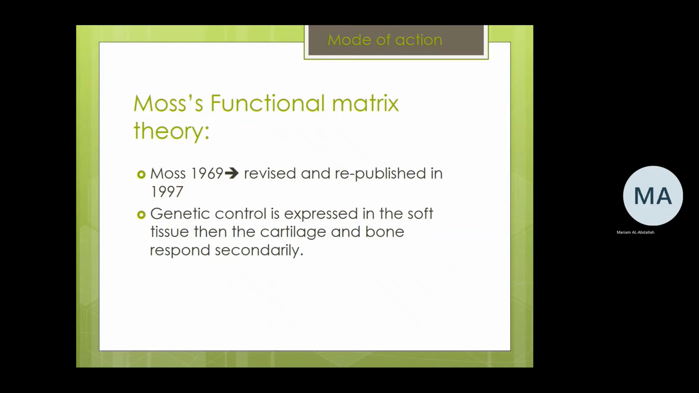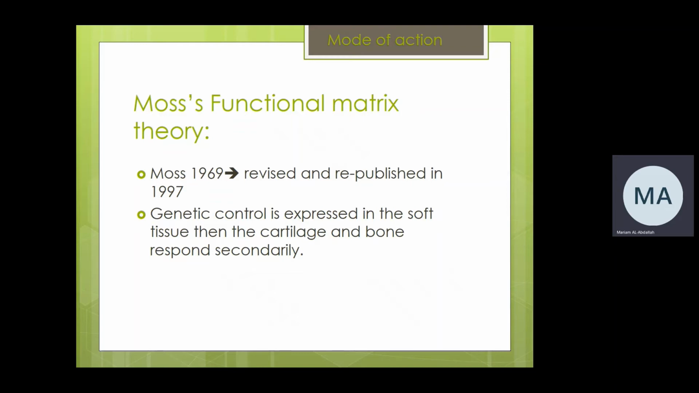How do these appliances work? What is the mode of action? If you remember, we have three theories for growth. We have the suture theory, we have the cartilage theory, and we have the functional matrix theory. The mode of action of the functional appliances is based on Moss's functional matrix theory. This was introduced in 1969, and later on it was revised and republished in 1997 in the American Journal of Orthodontics.